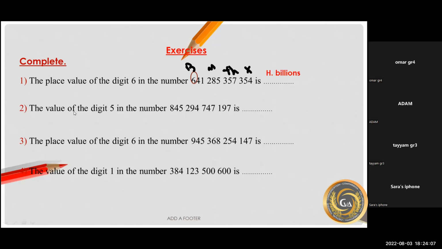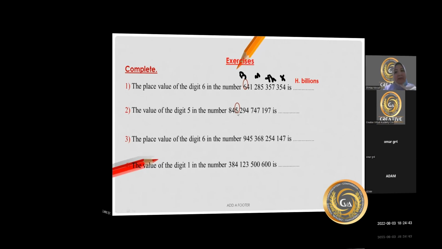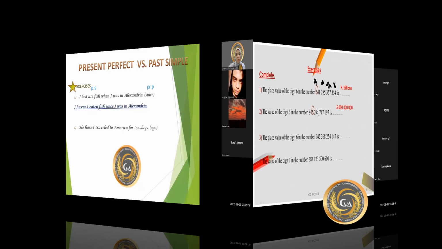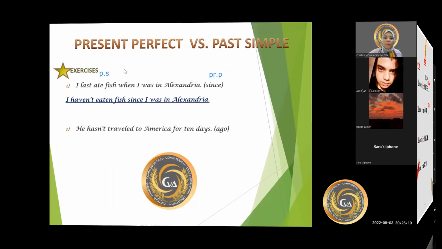Next one, I have the value of digit 5 in the number here. So circle number 5. Here write the place value or the value. The value means the 5 number. 5 billion, yes. 5 billions, exactly. So write 5 and how many zeros? 9. Yes, very good.